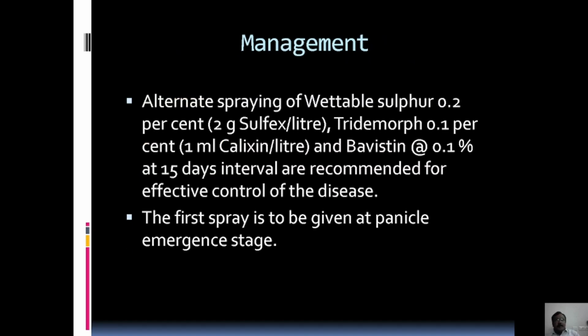And alternate spraying of wettable sulfur at the rate of 2 grams per liter, or tridemorph, which is not available nowadays, or Bavistin, that is carbendazim, at the rate of 0.1% at 15 days interval is recommended to reduce the disease incidence. The first spray has to be given at the panicle emergence or initiation stage.